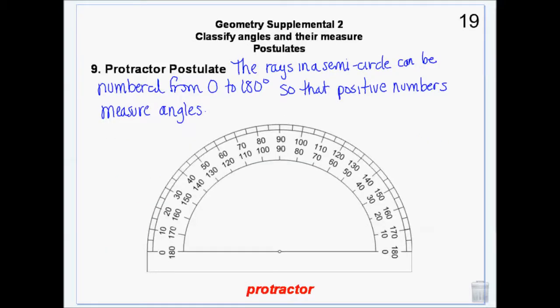We don't measure angles with negative numbers. So it doesn't matter what direction the angle is facing, we're always able to measure it so that it gives us a positive answer. That's what the protractor postulate is: the protractor is numbered in such a way that we can always get a positive number for our angle, and it'll always be between 0 and 180. And that's why we have the two rows of numbers going in opposite directions of each other.